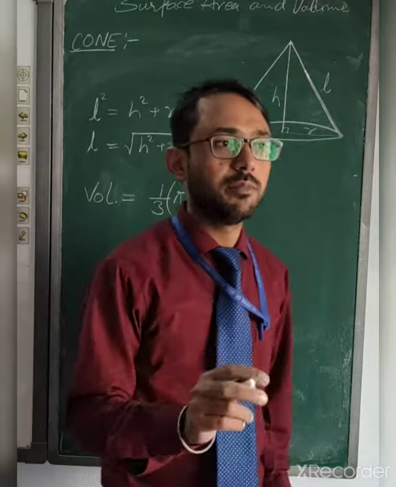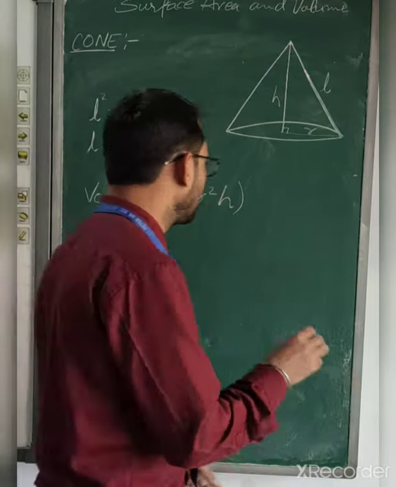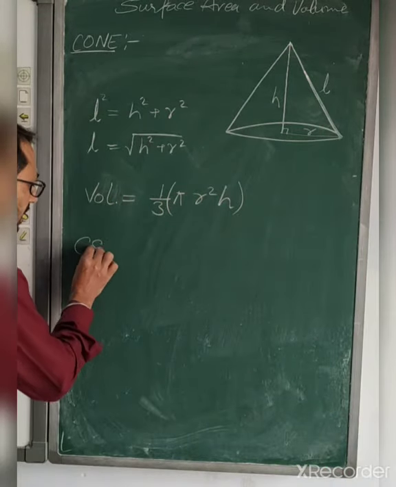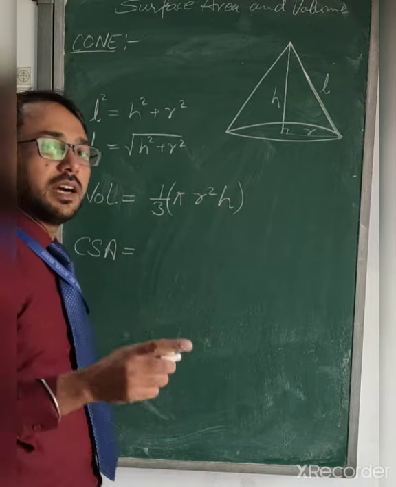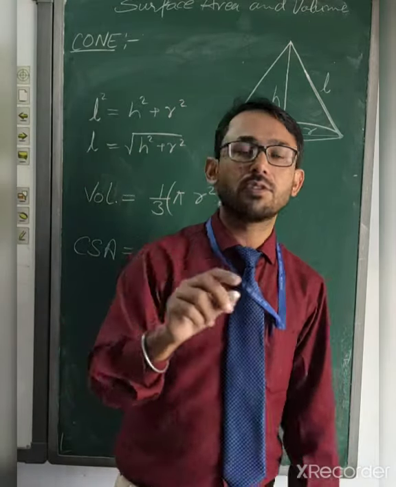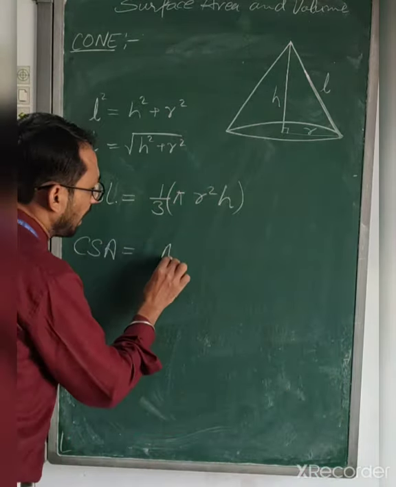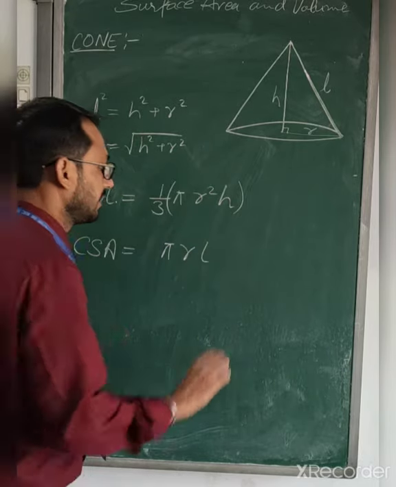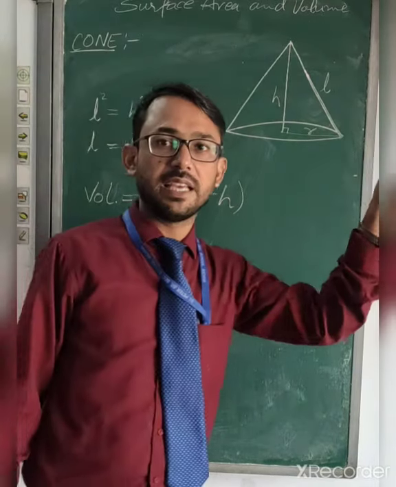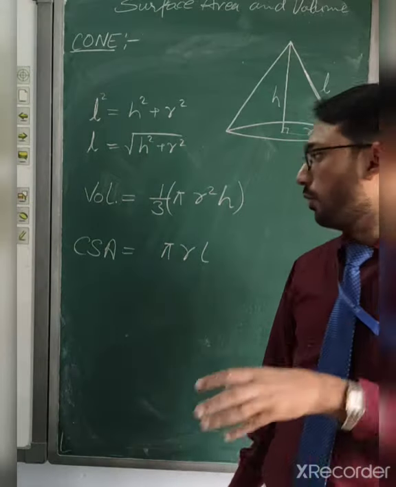Now we need to come to the next thing. It's the curved surface area. The curved surface area of the cone is pi R L. This is the curved surface area of the cone.